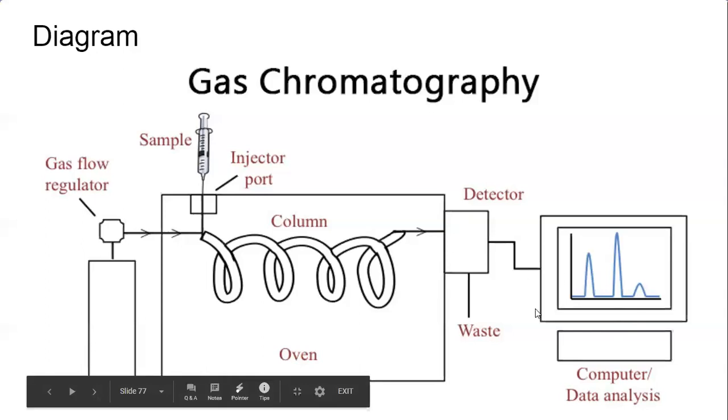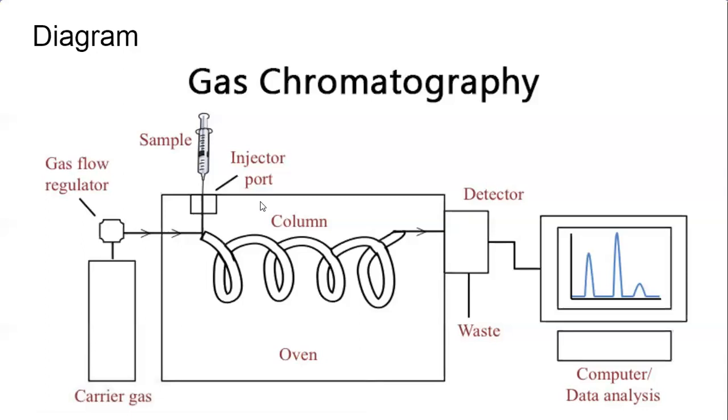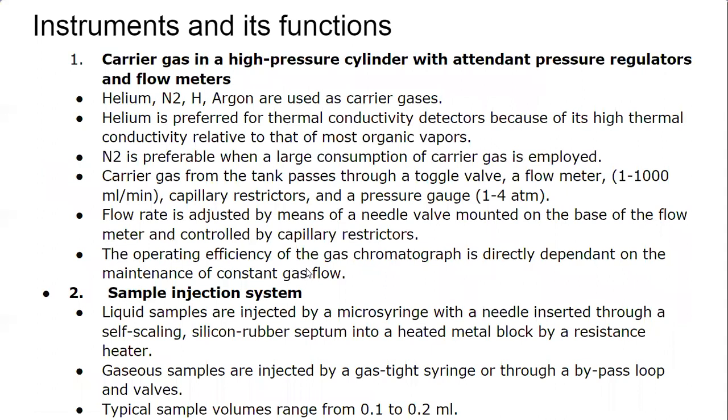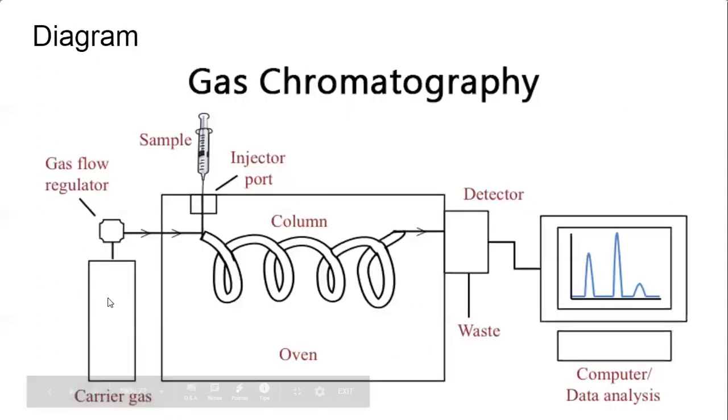So this is the schematic diagram of gas chromatography. The major parts are sample, column, carrier gas, and detector. These four are the very, very important instruments or parts. Okay, let's see the instruments and functions. So just now, it is the cylinder.